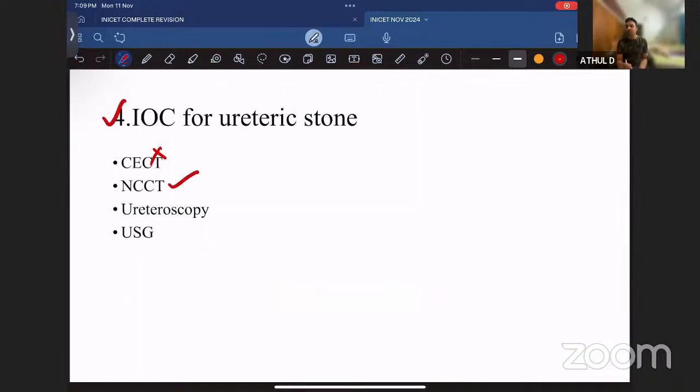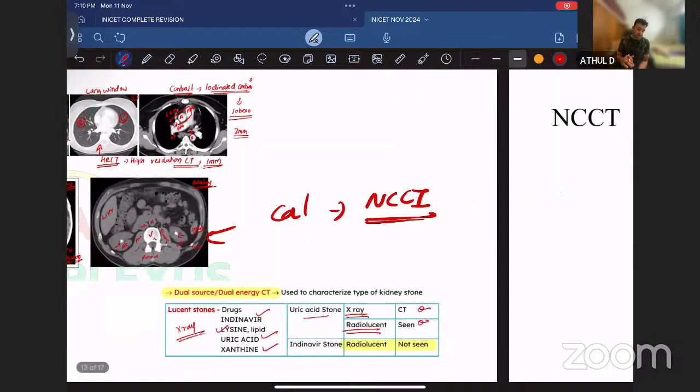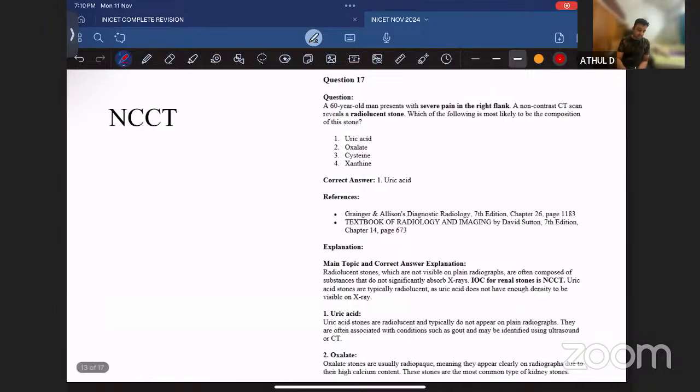Then ureteroscopy, USG, you know, calculi is better seen in CT. So the answer should be non-contrast CT. So we all know that. And okay.